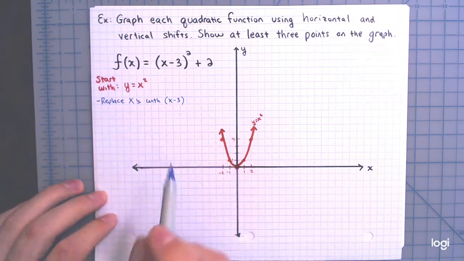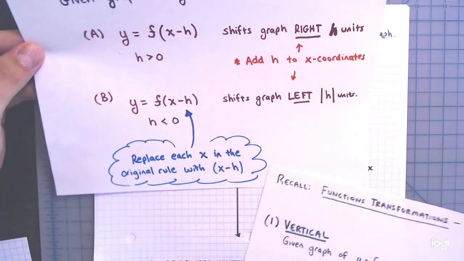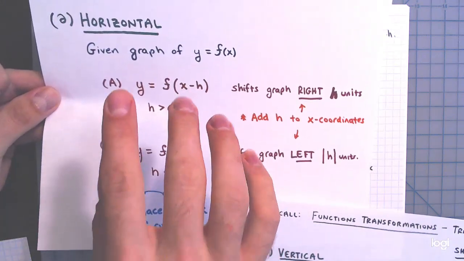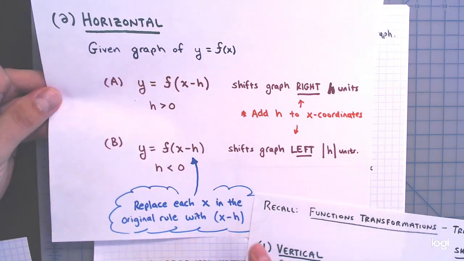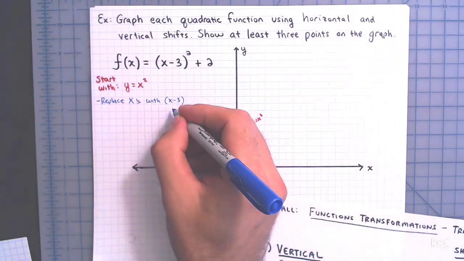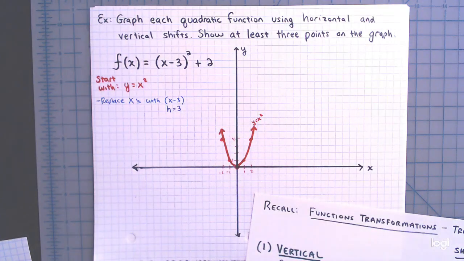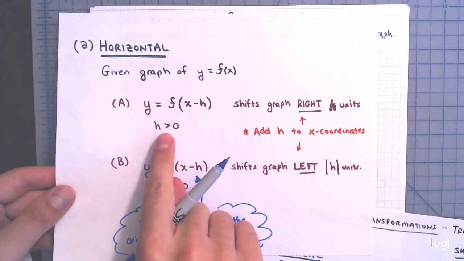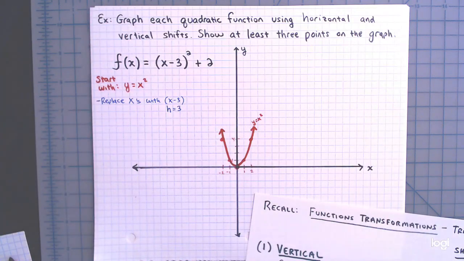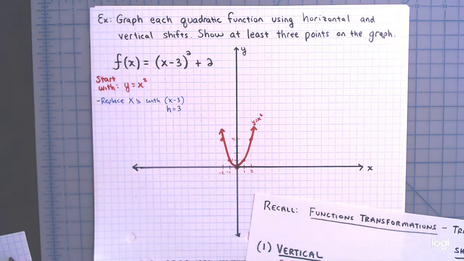Well, remember on my previous page, talking about horizontal transformations, when you replace the x's with x minus h, that's going to cause a horizontal shift in the graph. And the h here is 3, right? I'll even write that here, h equals 3, if I think of that as x minus h. And that's a positive h, right? H is positive. So the graph will move to the right h units. I'm just going to be adding 3 to all the x coordinates.